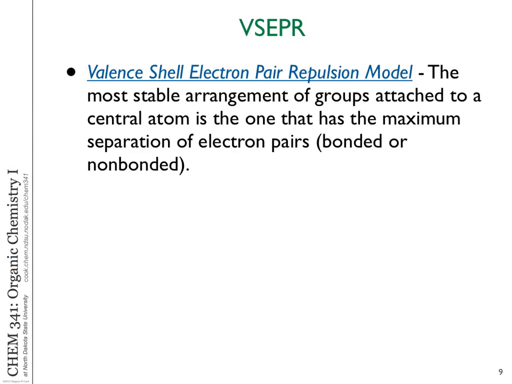And so in order to understand the structure, you have to realize that the molecule will adopt the most stable orientations of all those groups, the most stable arrangement attached to that atom that has the maximum separation of the electrons that are either in the covalent bonds or in lone pairs. Okay, so it's very important to recognize what atoms have lone pairs on them and what don't.